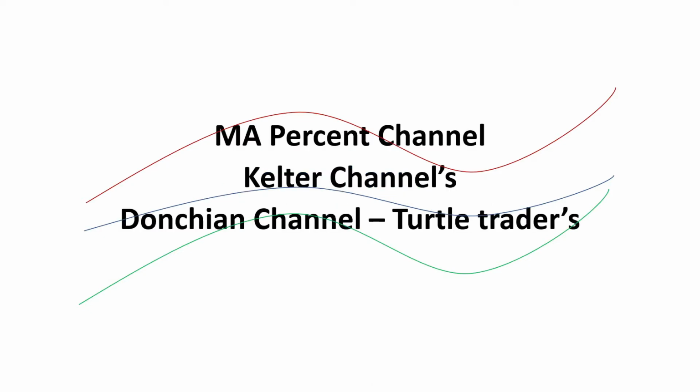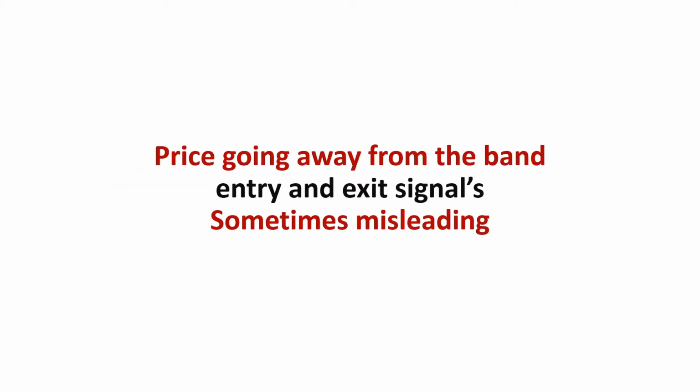So there were three bands which were very popularly used, be it moving average percent channel, Keltner channel, and Donchian channels, which were most popularly used by turtle traders. Maybe we will also explore this in future. Some of them really give very good entries, but there was a problem observed: price going away from the band, the entry and exit signals were sometimes misleading, and the stop losses were very deep. We will explore that in detail later.